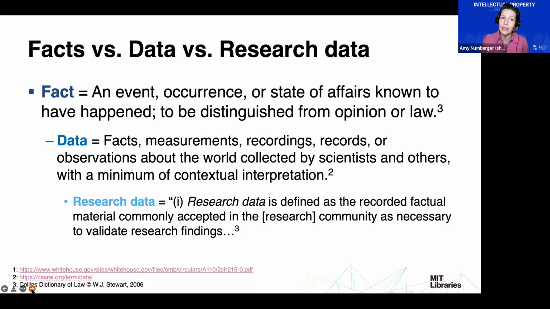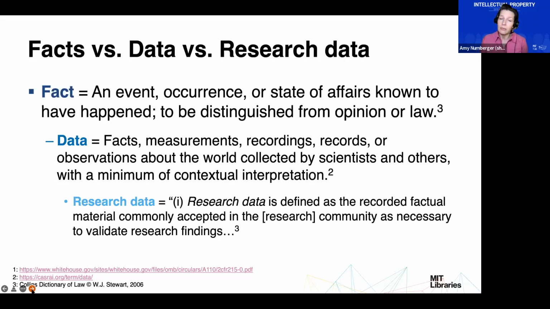And these are distinct from both facts and data. It's kind of drilled down, as you see on the slide. Fact is anything, data are measurements and recordings, and research data are those materials that are data, in essence, that are revealed during the process of research.